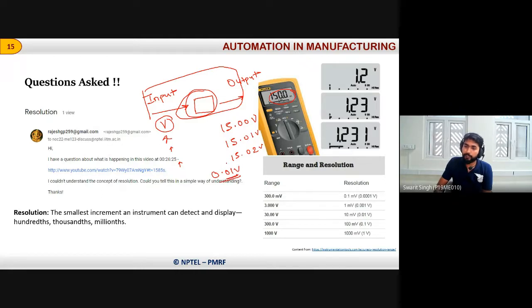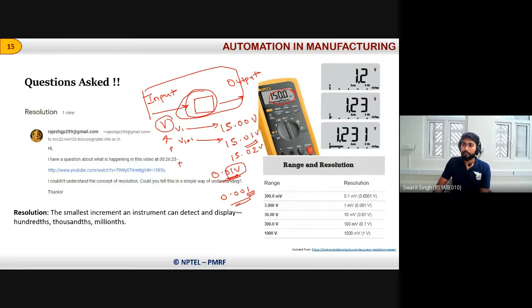It will not be able to detect 0.001, right? This system is not able to detect or give this increment. So suppose this is the v1 value, and then you are doing plus 1 to v1, and for v1 you are getting this, for v1 plus 1 you are getting this. So you can say that the resolution of the system is 0.01 volt.